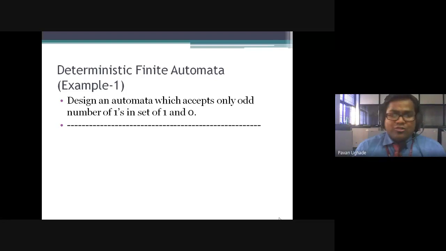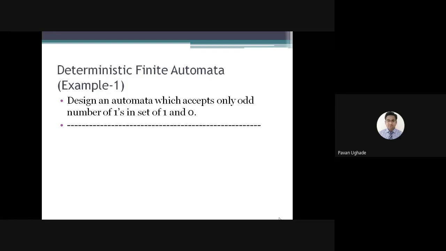Basically, when you start designing such programs, two things are very important. First, getting to know the alphabets and the possible strings which can be accepted by the said language. What has been said? Only an odd number of ones in a set of 1 and 0 should be accepted. So what are the alphabets it has? Can you tell me? What is the given information? Alphabets, students. 1 and 0. Yes, the given information is the alphabet. We have got 1 and 0.